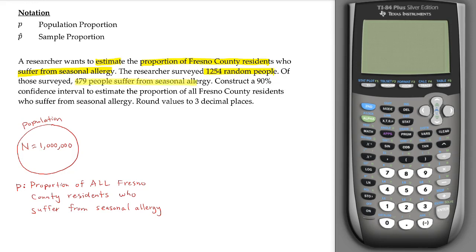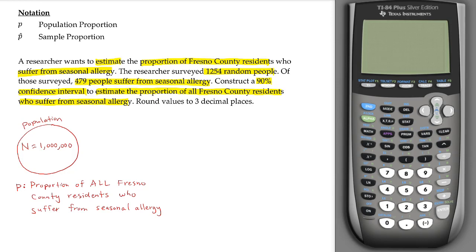479 people suffer from allergies, and we want to construct a 90% confidence interval estimate to estimate the proportion of all Fresno County residents who suffer from seasonal allergy. So let's try to make sense of this. Fresno County contains approximately 1 million people, and what we're really interested in is the proportion of those million people, residents in Fresno County, who suffer from seasonal allergy.